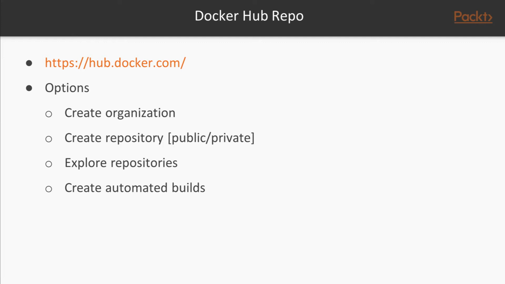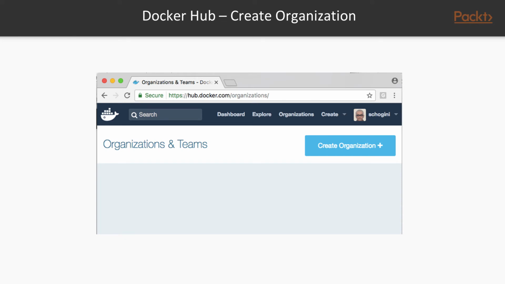That is, create organization, create repository public or private, explore repositories, and create automated builds. The create organization button is used to create organizations and teams. An organization can have multiple teams, with each team having different permissions. An organization will also have a unique namespace. This is useful for providing access to shared image repositories.